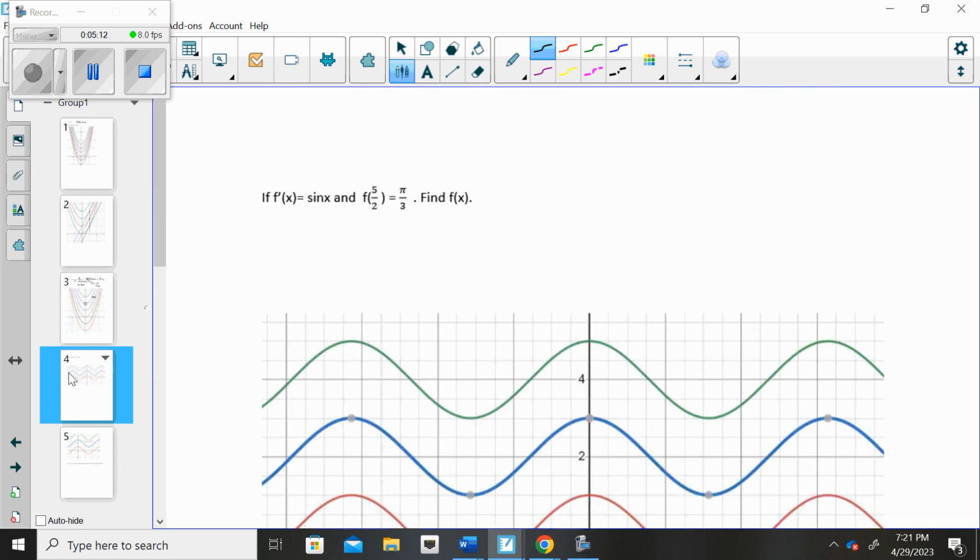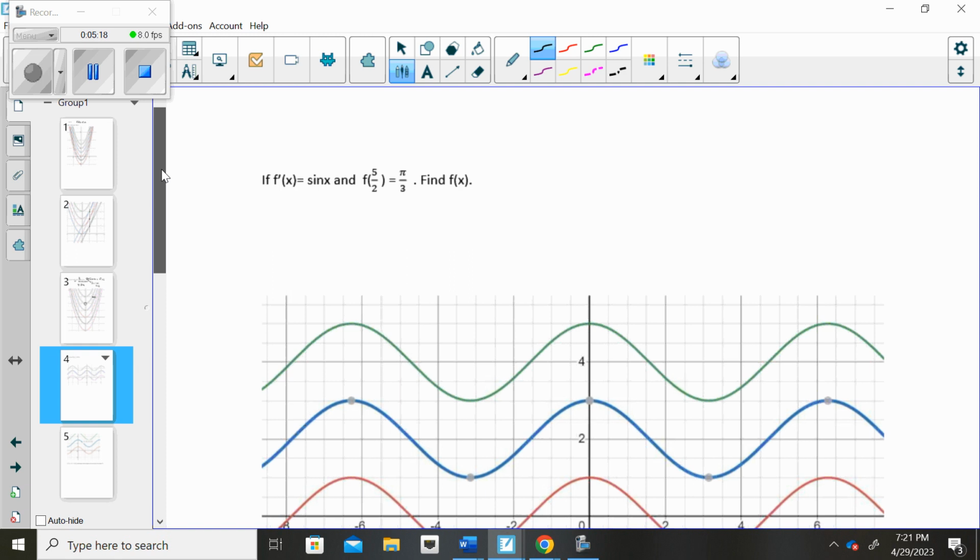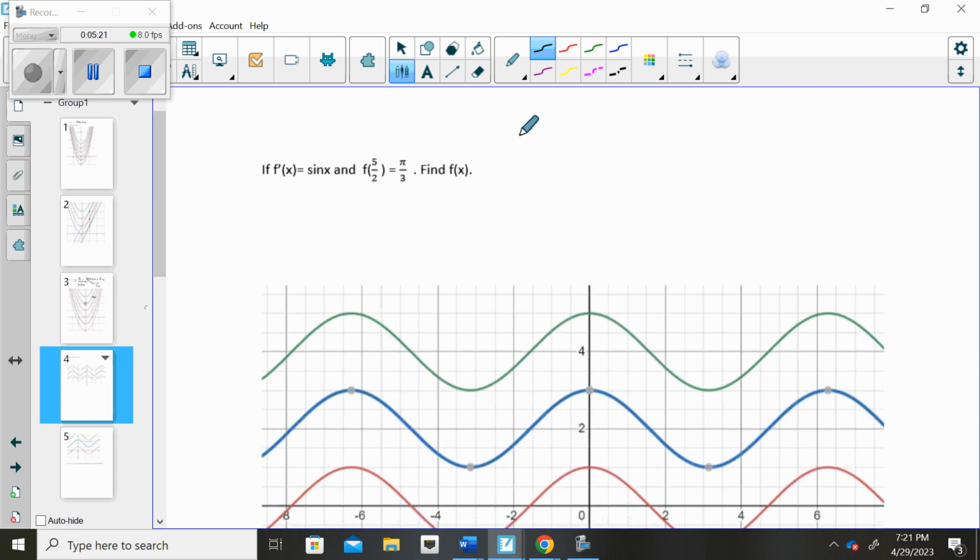So let's actually come down here, and the derivative of some function is sine x. Okay, so again, if I want to find f of x equals the antiderivative of sine x dx, we know that to be positive cosine, plus a constant.